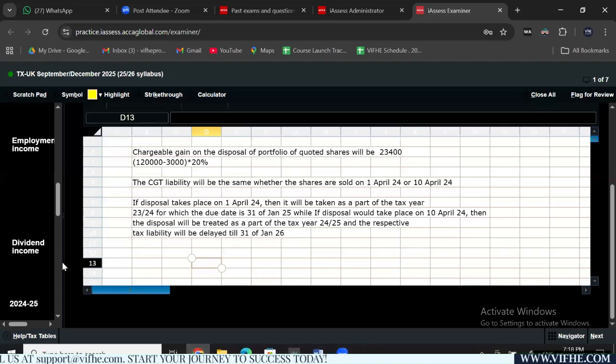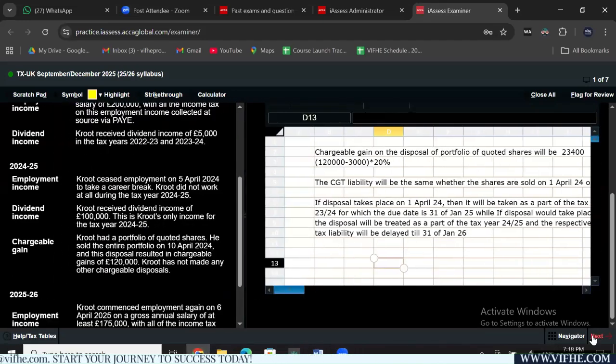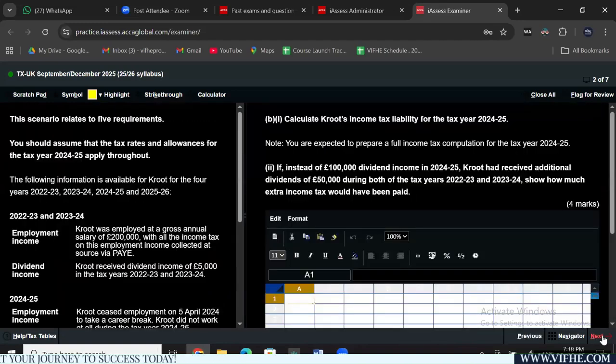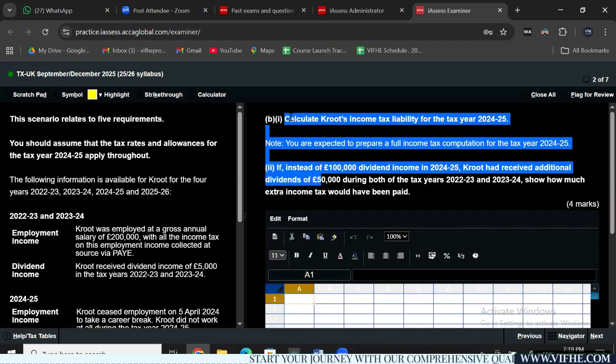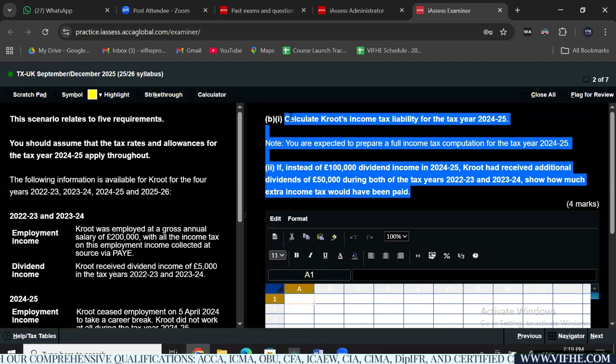Okay, now quickly taking you to the second requirement of the same question. As we are done with this first theoretical part, the second part is for 4 marks, and you'll have to deal with 2 sub-requirements for requirement B. The first one is to calculate Crude's income tax liability for the tax year 24-25, and you are expected to prepare a full income tax calculation. Then, if instead of £100,000 dividend income in 24-25, Crude had received an additional dividend of £50,000 during both of the years 22-23 and 23-24, show how much extra tax would have been paid. Deal with every sub-requirement step by step.